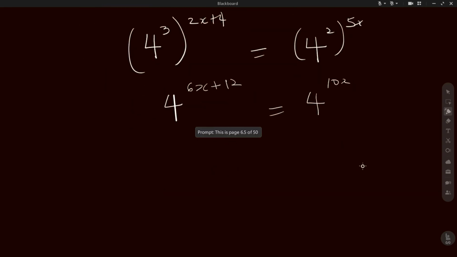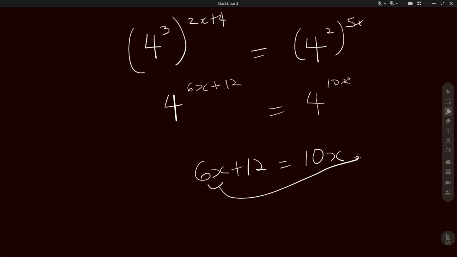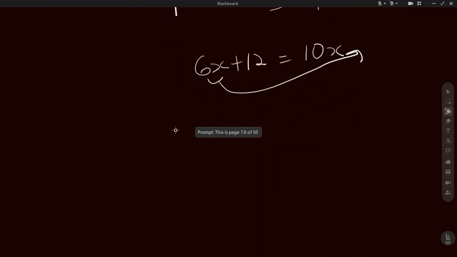Now, we can equate the power since we have the same base, so that we have 6x plus 12 to be equal to 10x. If 6x goes to the other side, it becomes negative. So that means we'll be having 10x minus 6x to be equal to 12. And this will give 4x equals 12.